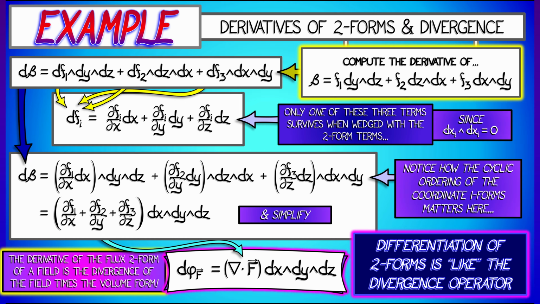Now, is this a coincidence? What is this? This is a way to make sense of all the different types of derivatives that we have seen, gradients, curls, divergences, with one differentiation operator on form fields.